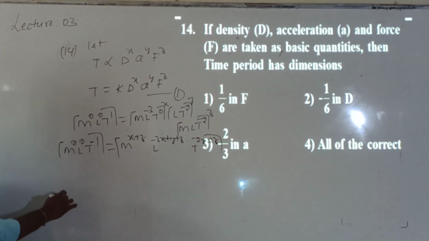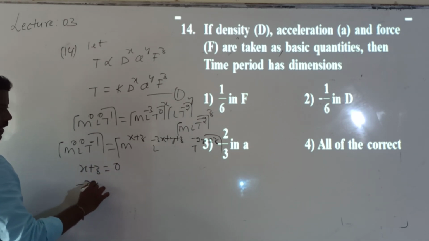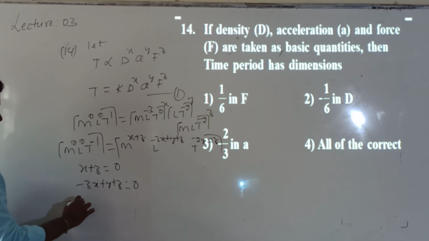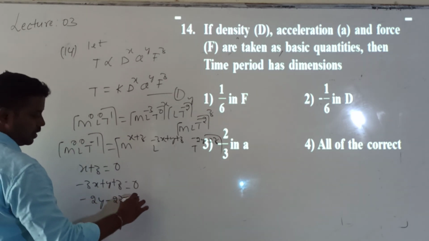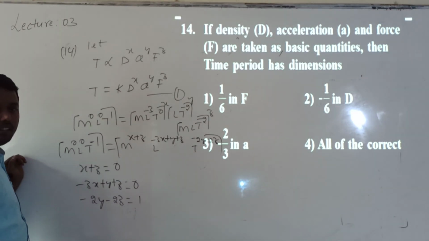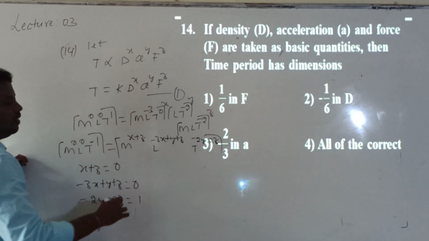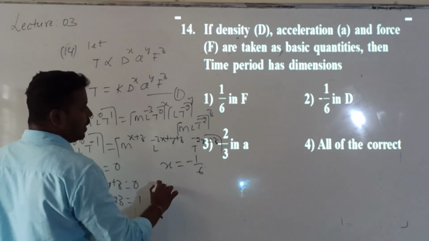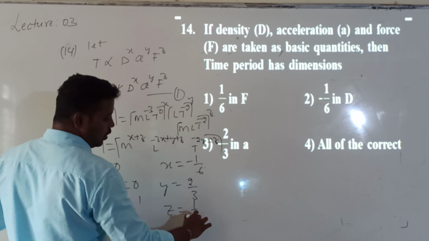Now comparing the powers, x plus z is equal to 0, minus 3x plus y plus z is equal to 0, and minus 2 into y minus 2 into z is equal to 1. So these are the 3 equations we will get. By simplifying these equations, we will get x value is equal to minus 1 by 6 and y value is equal to plus 2 by 3 and z value is equal to plus 1 by 6.